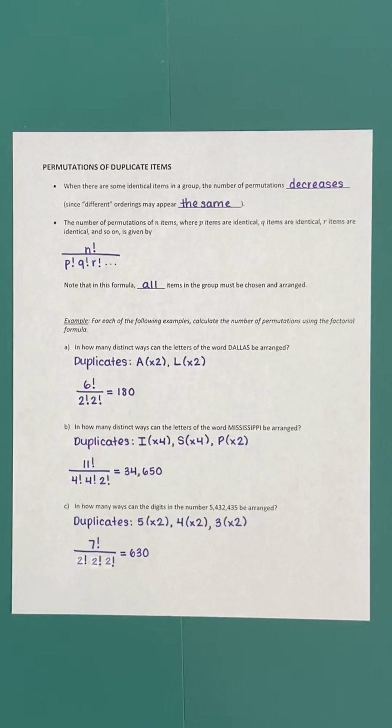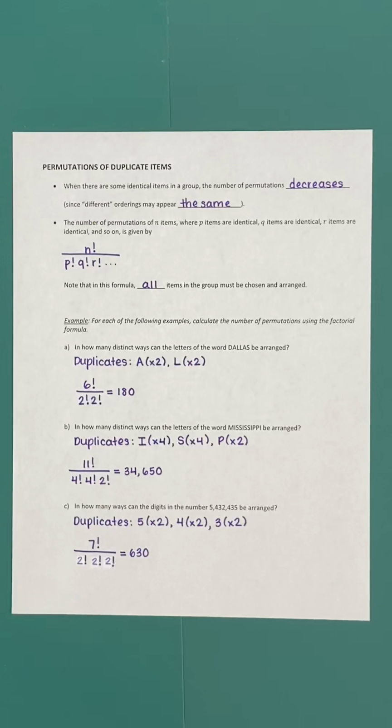So when there are some identical items in the group, things that look the same, the number of permutations decreases because, quote, different orderings may appear to be the same. So say we have 2 A's, for instance, and we want to arrange letters. Well, A1 versus A2, unless they're labeled that way, we can't tell the difference if one is in one spot and one's in another, or if we flip them. It looks the same for all intents and purposes.